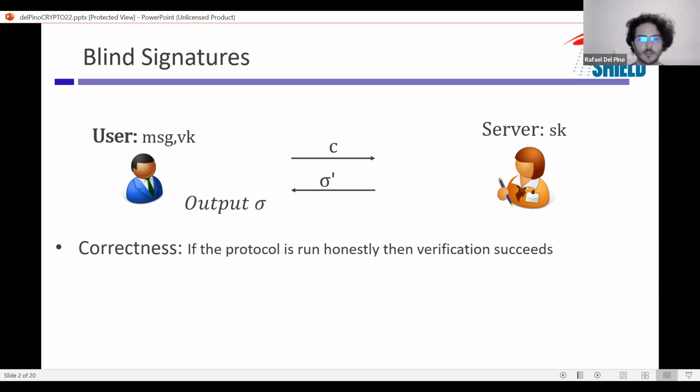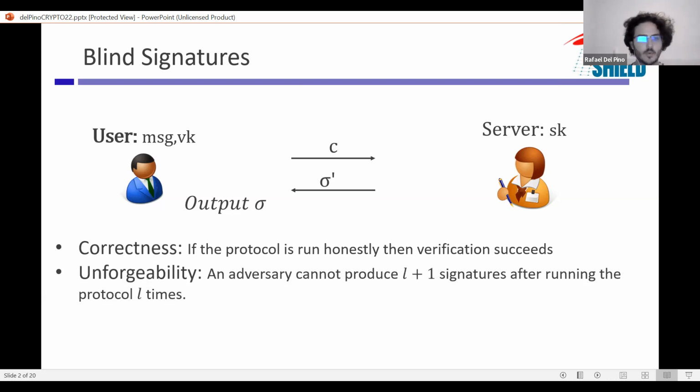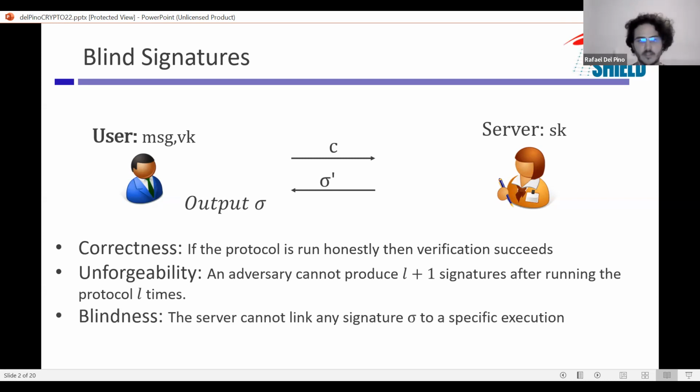As per usual, we want correctness, meaning that if the protocol is run honestly, then the user outputs a valid signature. We want unforgeability, and more specifically, one-more unforgeability, meaning that if an adversary can observe L sessions of the protocol, it should not be able to publish L+1 signatures afterwards. And blindness, meaning that intuitively what we want is that the server should not be able to link any signature sigma to a specific execution of the protocol, C, sigma prime. So that's what blind signatures are.